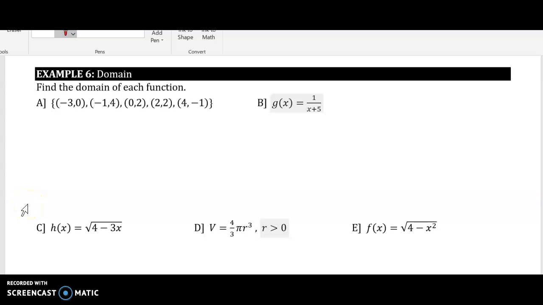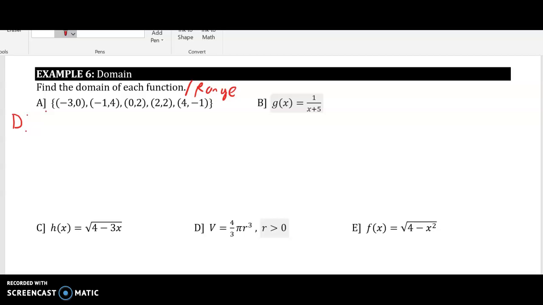Okay, welcome back to part 2 of our notes here for section 1.4 functions. So we got to find the domain of each function. We're going to also find range so we can get practice.